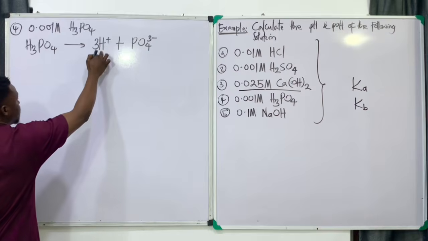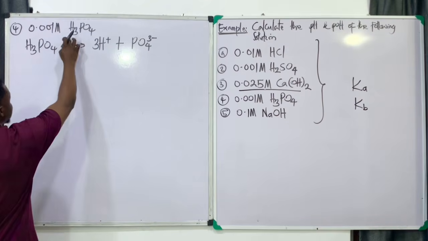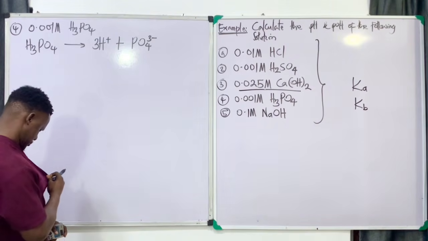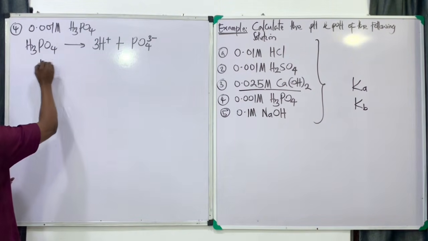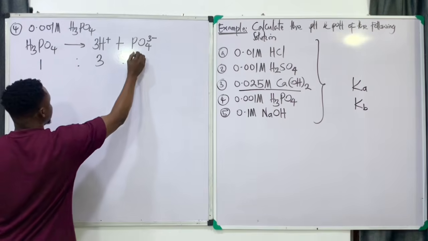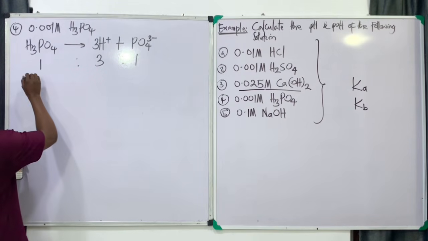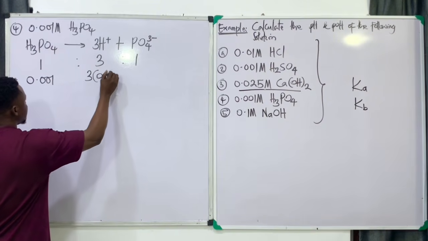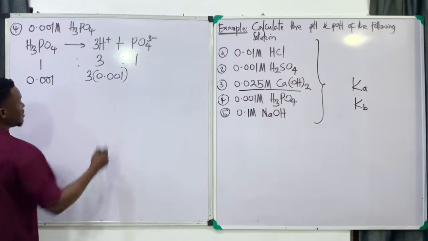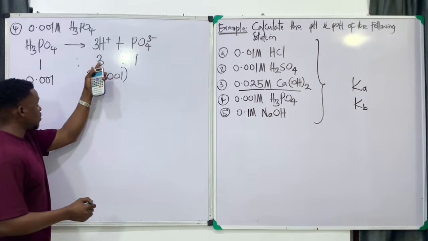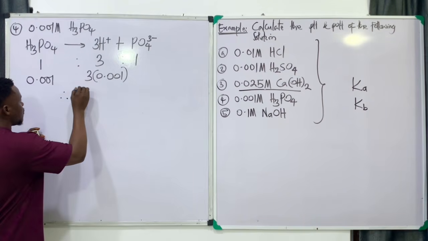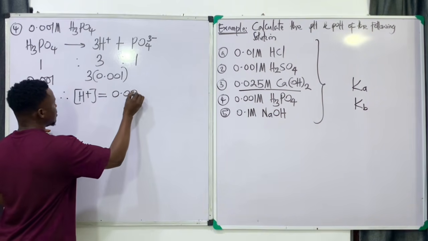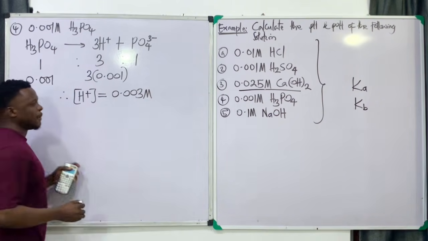So we are interested in H plus. We are not interested in this because this is an acid. An acid will always give rise to H plus when ionized or dissociated. So this is 1:3:1. If here is 0.001, here is going to be 3 times this, because the ratio is 1:3. So therefore our H plus is 0.003 molar.